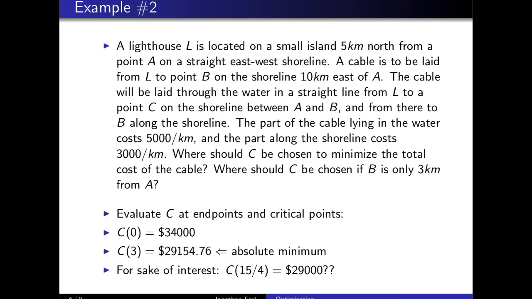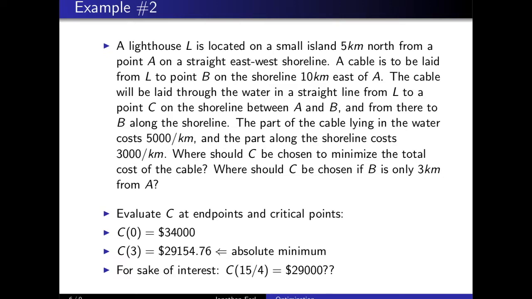So we'd evaluate at our two endpoints, 0 and 3. Evaluating at the endpoint 0, so again, just taking the cable straight from C to A and then A to B, we would get $34,000. And then the cost of just taking the cable from the lighthouse to the point B is going to be about $29,154. Now for interest, if we'd forgotten to say that there are no actual critical points between 0 and 3, we might just evaluate that cost function at 15/4 and get $29,000. Which seems very strange because we just said our absolute minimum is going to be at x equals 3.